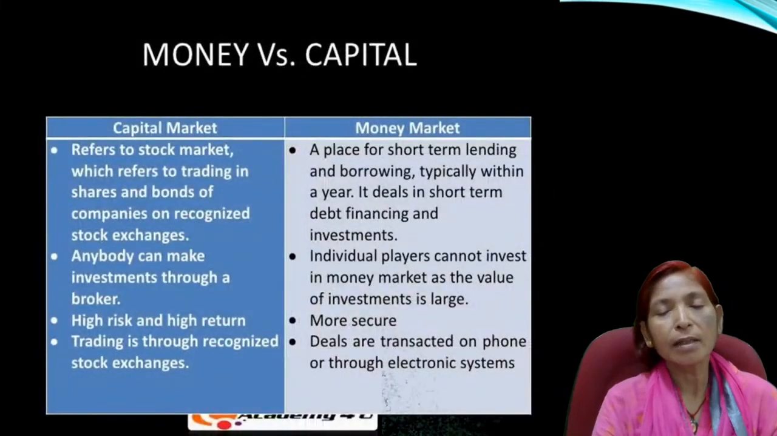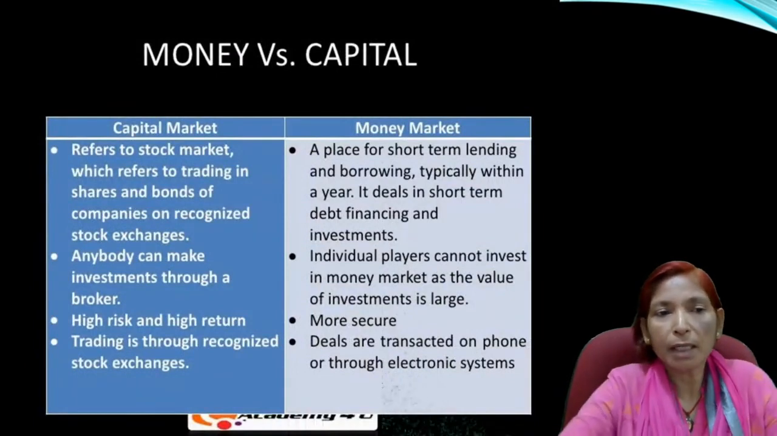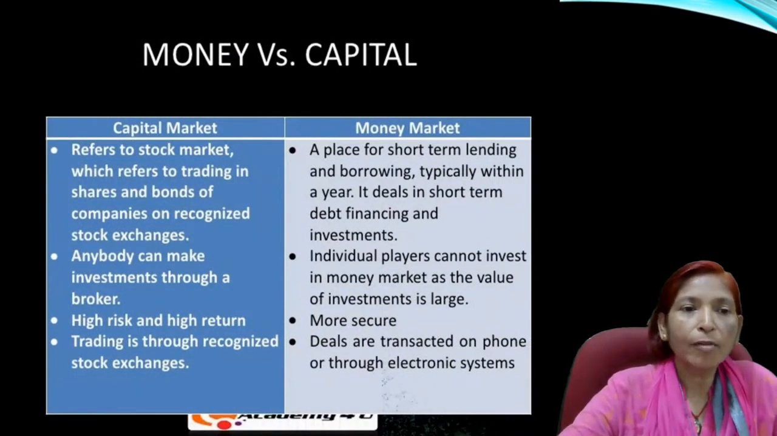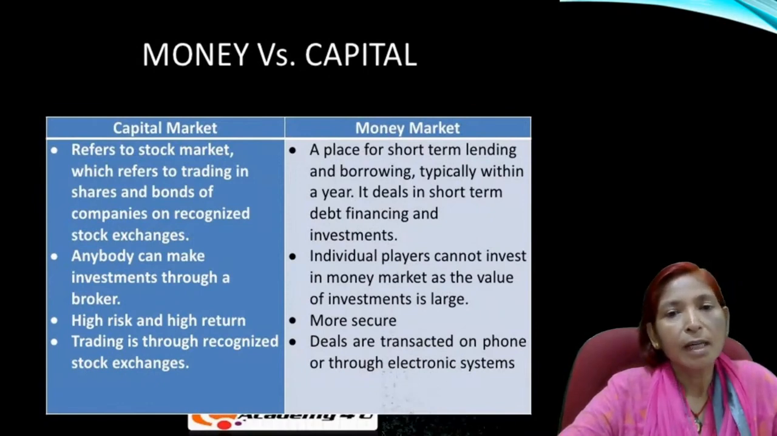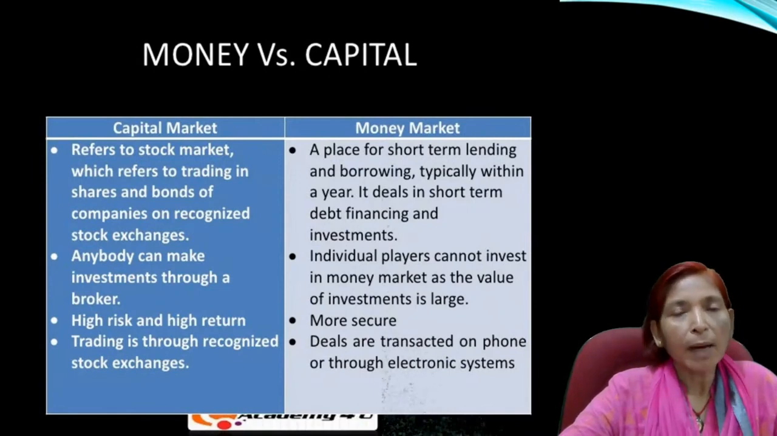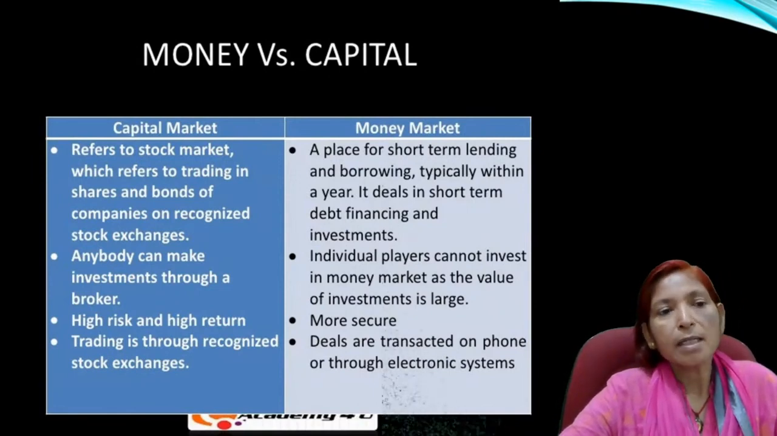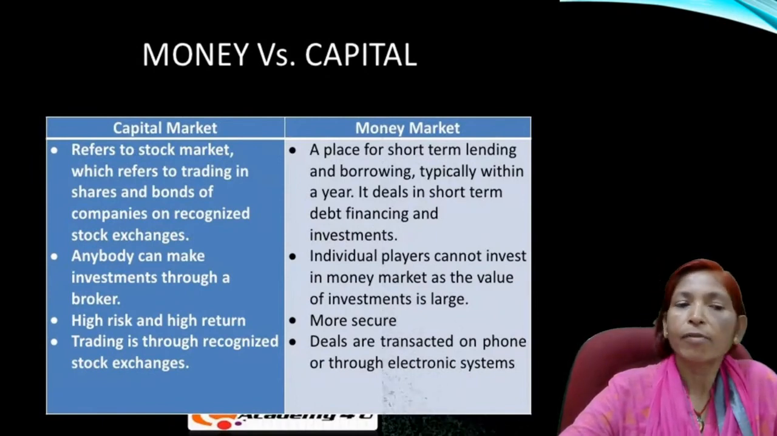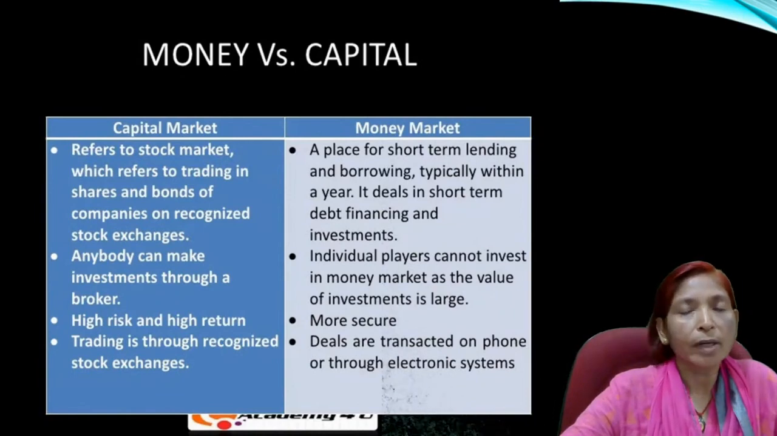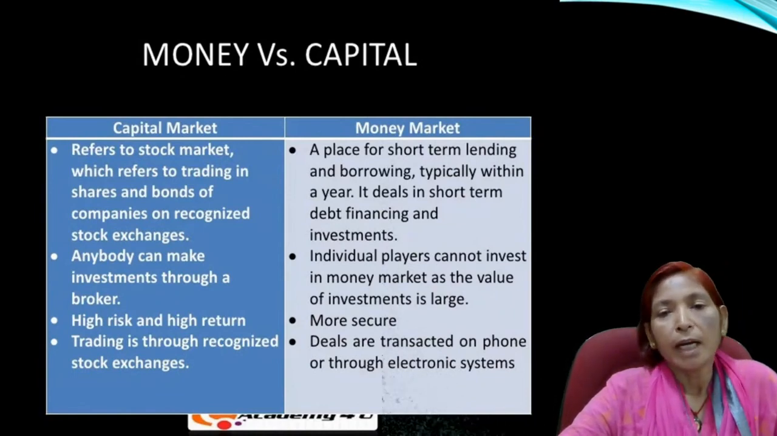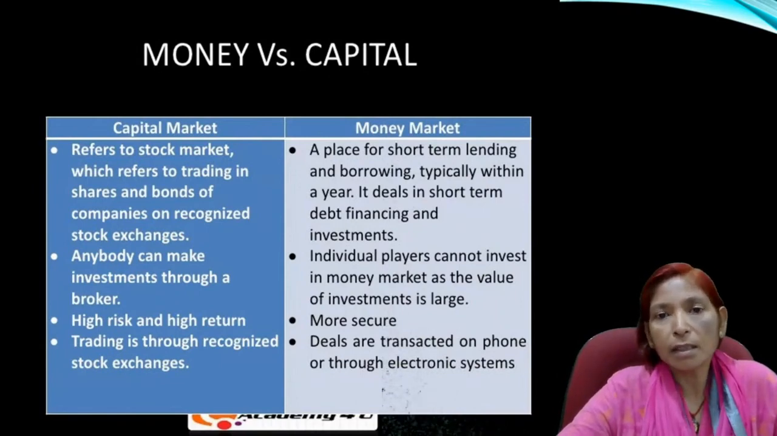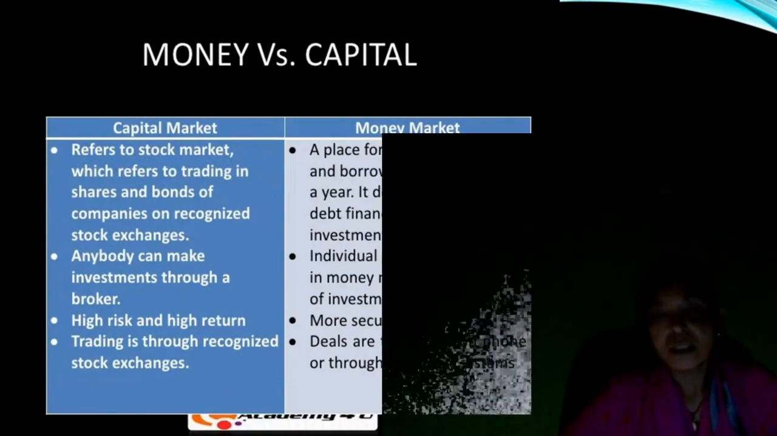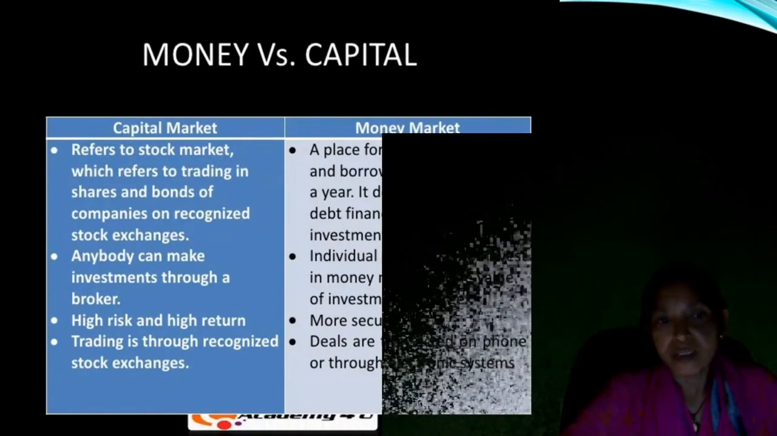Now next is, what is the difference between money and capital market? You know that the capital market provides long-term financial facilities and the money market provides short-term financial facilities. So capital market refers to the stock market, which refers to trading in shares and bonds of companies on a recognized stock exchange, like SEBI. And the money market is a place of short-term lending and borrowing, typically within a year. It deals in short-term debt financing and investment.